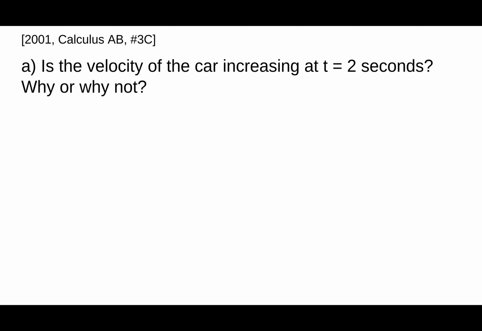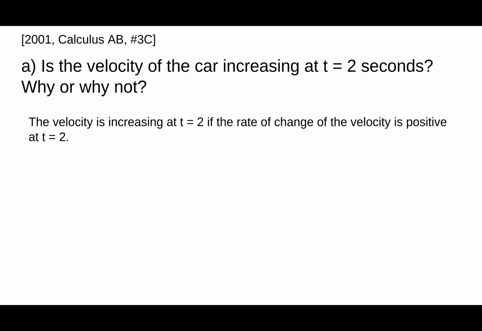In part A of the question, we are asked if the velocity of the car is increasing at t equals 2 seconds, and to explain why or why not. Calculus tells us that the velocity of the car will be increasing at t equals 2 if the rate of change of the velocity is positive at t equals 2. We don't have a function for v of t, but we do have a function for a of t, which is the derivative of v of t.